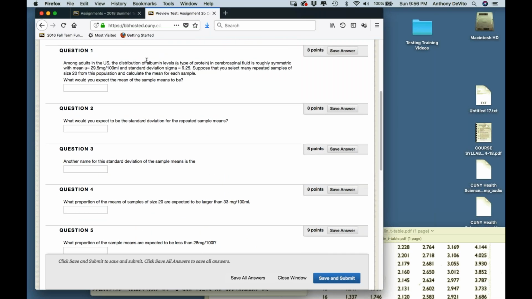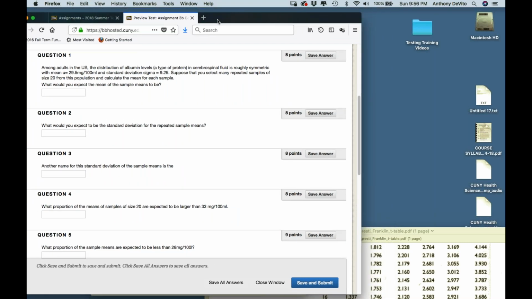Okay, let's take a look at 4, 5, and 6. Among adults in the United States, the distribution of albumin levels, a type of protein, has a mean of 29.5. We know the entire population here, right? 29.5 is the mean for the population, and the standard deviation for the population is 9.25.